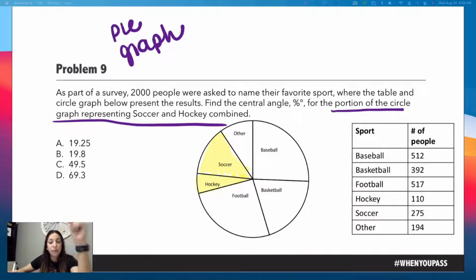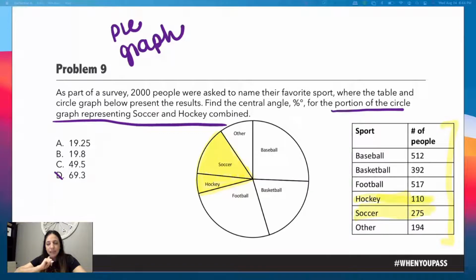Now, if I had no time left in my exam and I just had to pick an answer, I would pick A or B immediately. Why? Because I'm looking at my soccer and my hockey, and they are low percentage-wise in regards to the number of people. And so that tells me that this graph is slightly drawn to scale-ish, which means that it's not going to be 69.